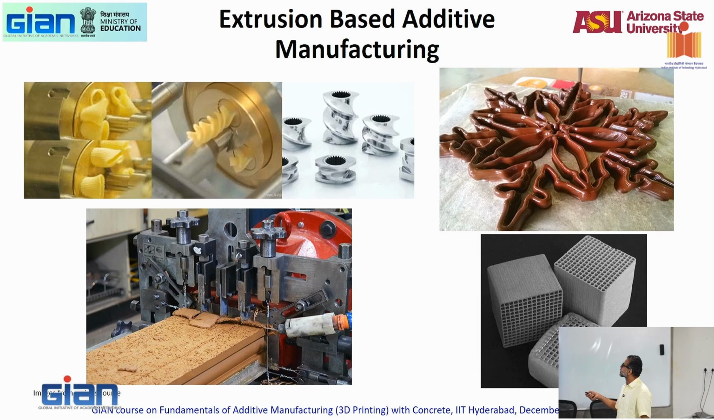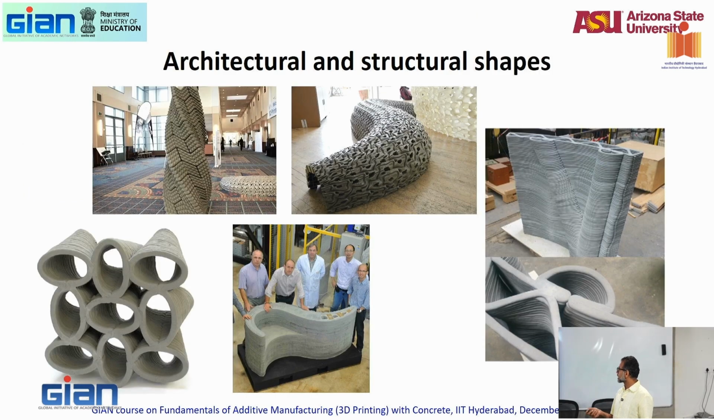Extrusion-based additive manufacturing, that's what we're going to spend a lot of time on. That's your chocolate molds. The pasta that you see is actually made by extrusion. If you go to a restaurant and get this shape of pasta, that's an extrusion-based food product that you get. Architectural structural shapes, you can get lots of different structural shapes.